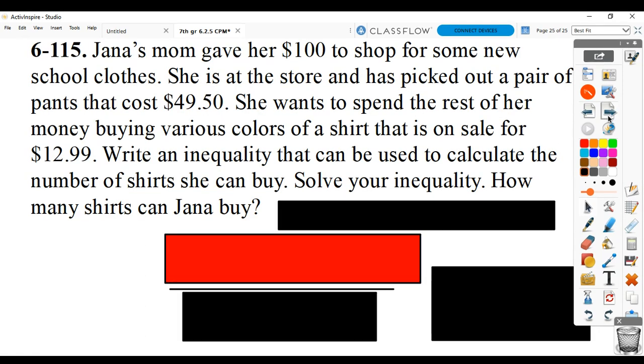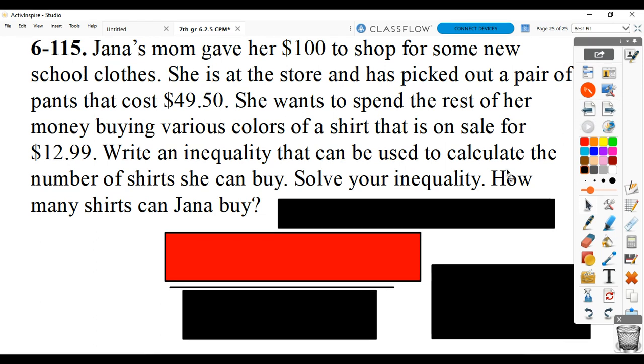For 6.1.15, Jana's mom gave her $100 to shop for some new school clothes. She's at the store. She's picked out a pair of pants that cost $49.50. She wants to spend the rest of her money buying various colors of a shirt that are on sale for $12.99. We have to write an inequality that can be used to calculate the number of shirts she can buy, solve our inequality, and then answer it.